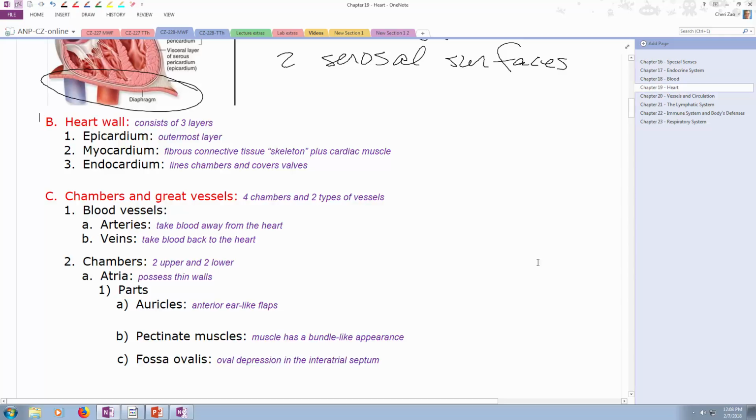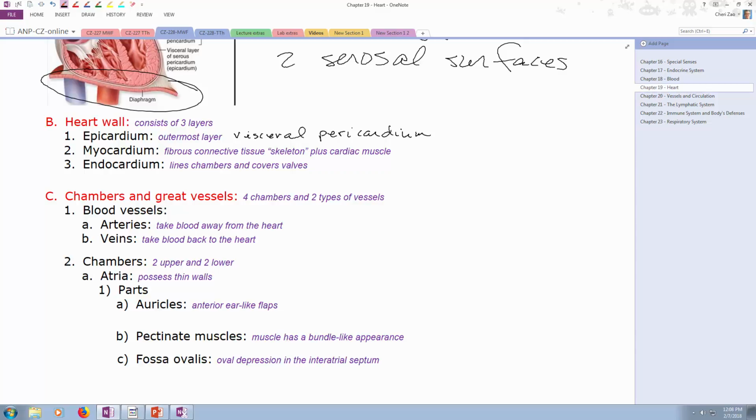Now let's take a look at the layers of the heart wall itself. We have the epicardium, which we also call the visceral pericardium. We have the myocardium. And don't let the notes confuse you. It says fibrous connective tissue, skeleton plus cardiac muscle. Well, when you look at the myocardium, it all looks like muscle.